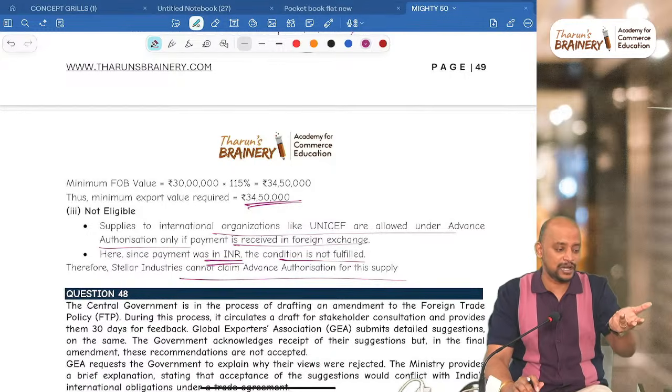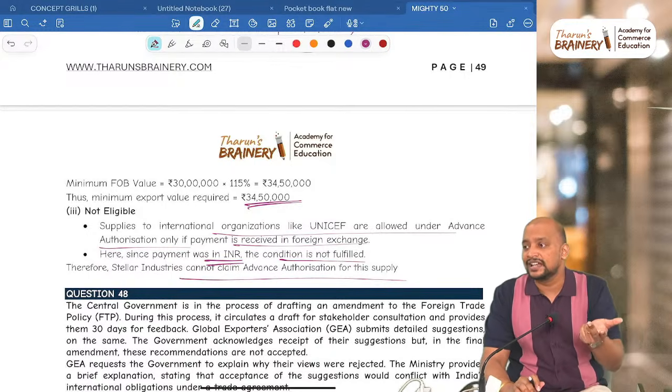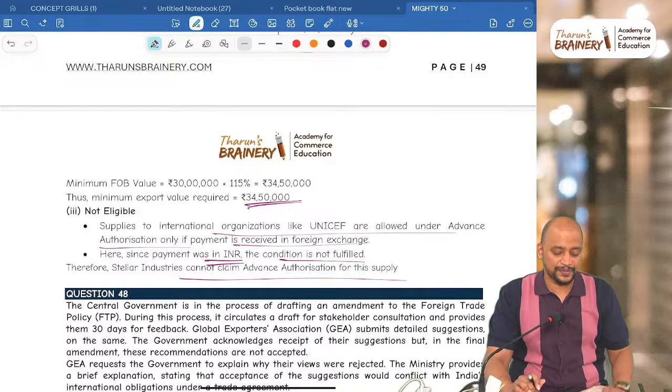What is allowed? Deemed exports, sale to SEZ, sale to foreign going vessel or aircraft.